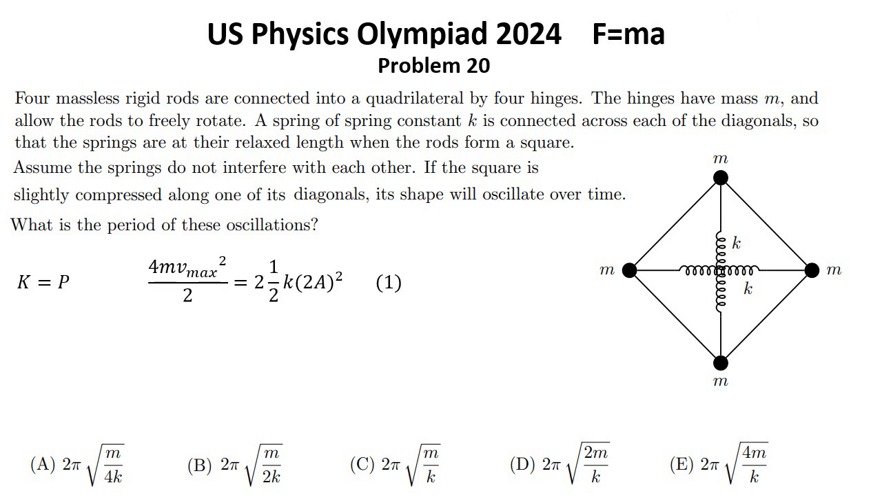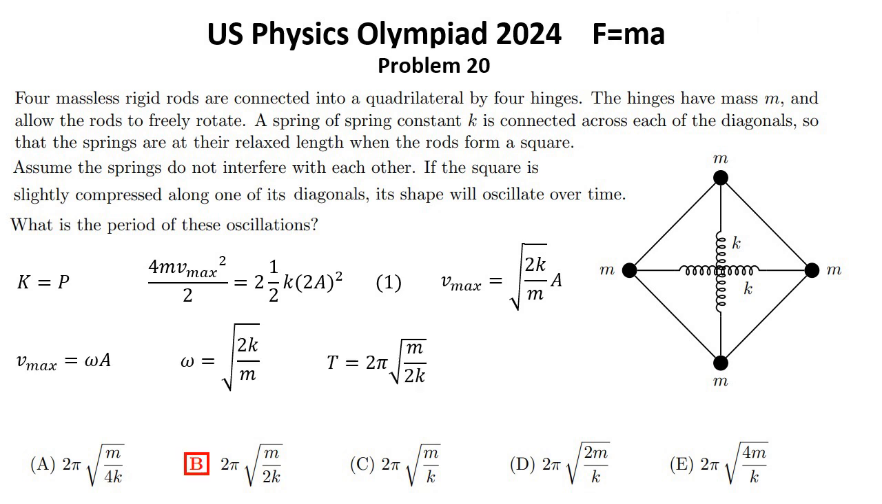So, the total maximum kinetic energy of all four masses equals the total potential energy of the springs, and we have equation 1. From this equation we have v maximum equals square root of 2k over m multiplied by amplitude a. But on the other hand, for harmonic oscillation we have v maximum equal to omega multiplied by amplitude, so finally omega equals square root of 2k over m and period T equals 2 pi multiplied by square root of m over 2k. That was answer B, and this was the solution to problem number 20.